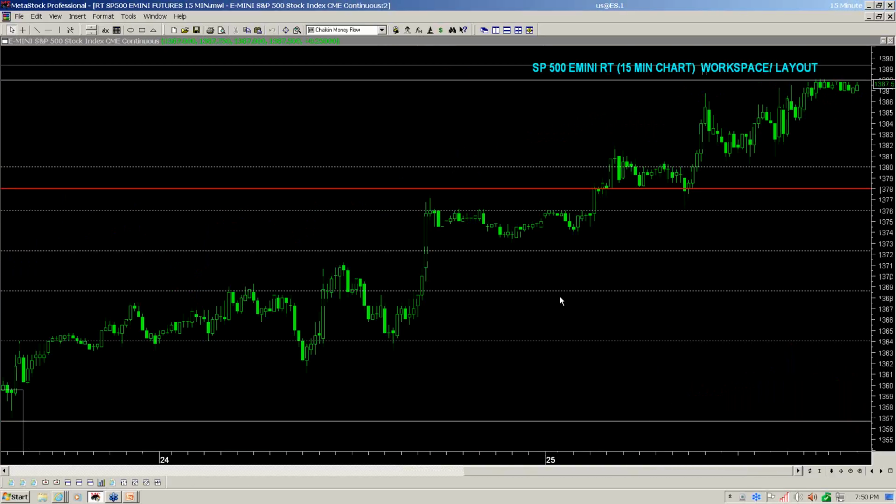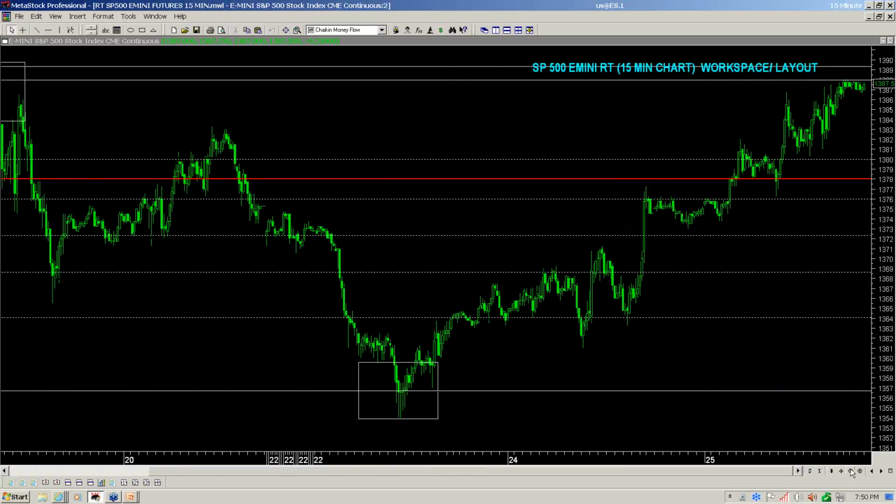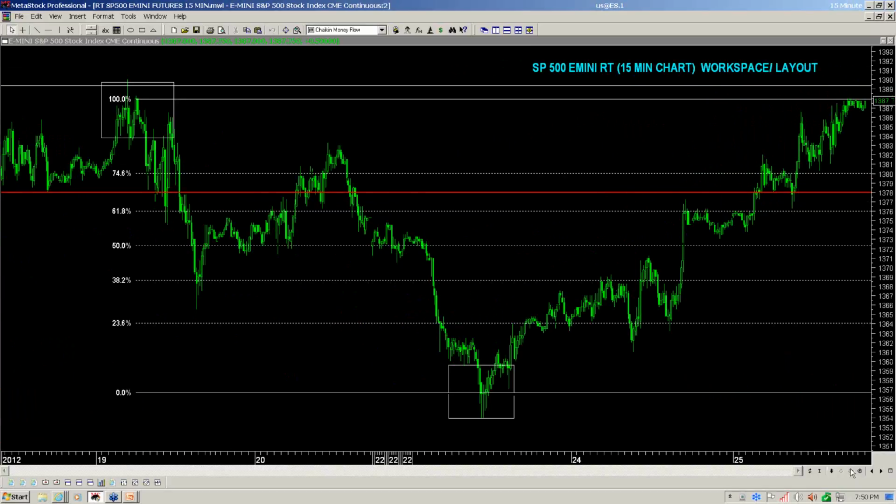So that concludes the Fibonacci aspect, one more time, of the real-time demonstration and how this has direct application to trading on a professional level. Again, everything that we teach here.